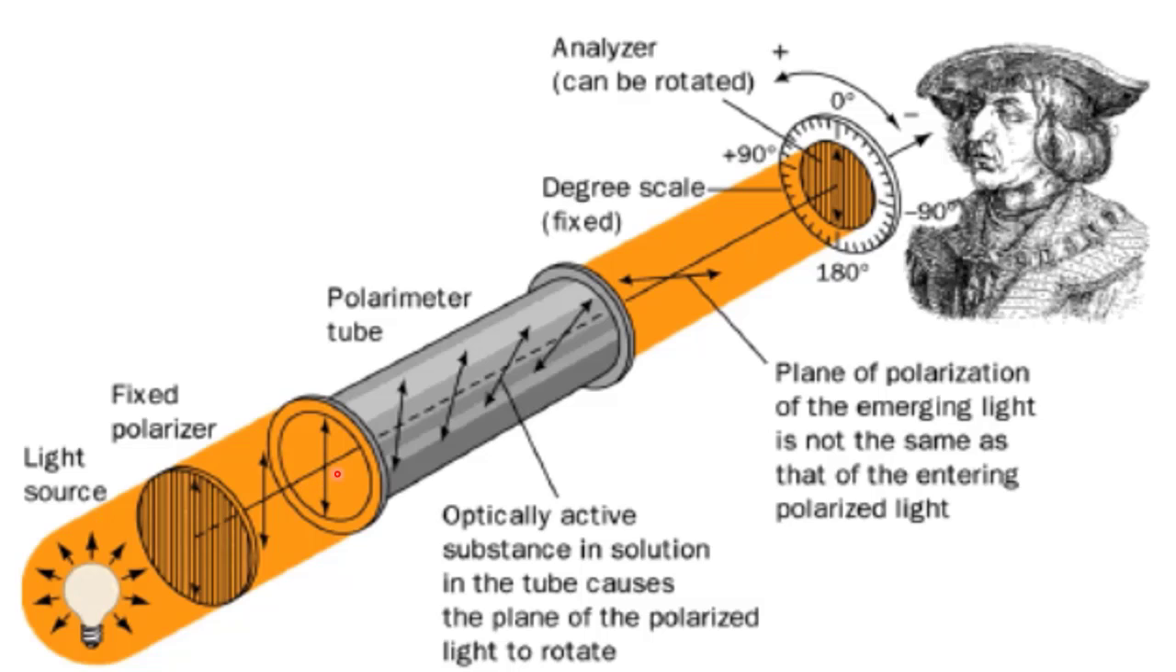This polarized light is passed through the polarimeter tube, which contains the sample substance in solution. As light passes through this sample solution, see here the angle changes of the coming out light. The changed angle is measured in the analyzer, and the change in angle is measured on a degree scale. So it is a polarimeter schematic diagram.